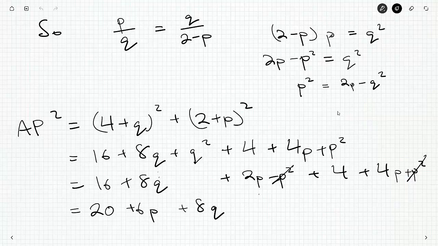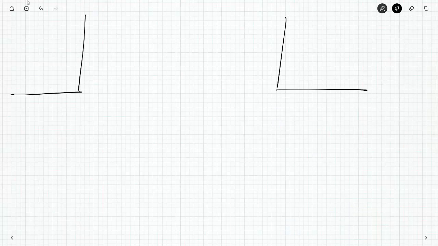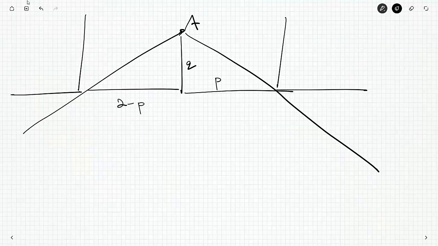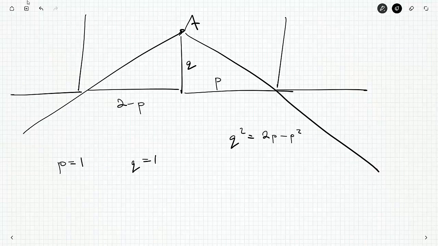Well, P over Q, isn't that... Maybe I'm spinning my wheels a little bit, but if we take a closer look... So there's our A, Q, to P. This is 2 minus P. What could we maybe get for some values of P and Q? If P is 1, Q is going to be 1 as well, because Q squared is 2P minus P squared, and that'd be 2 minus 1. If P is 0, Q is 0.